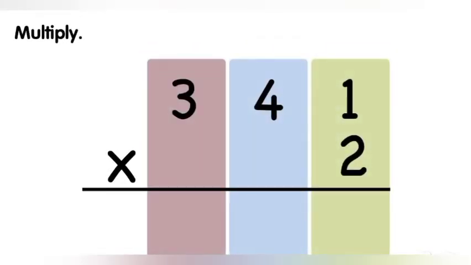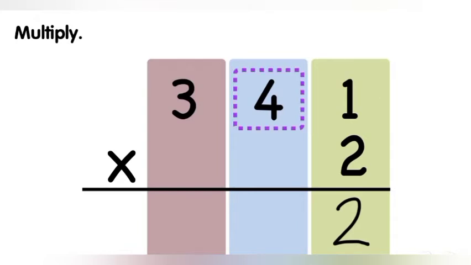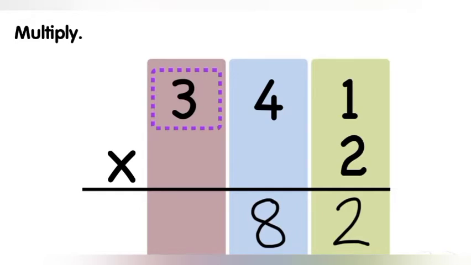Let's find 341 times 2. First, multiply the ones by 2. 1 one times 2 equals 2 ones. Next, multiply the tens by 2. 4 tens times 2 equals 8 tens. Finally, multiply the hundreds by 2. 3 hundreds times 2 equals 6 hundreds. 341 times 2 equals 682.